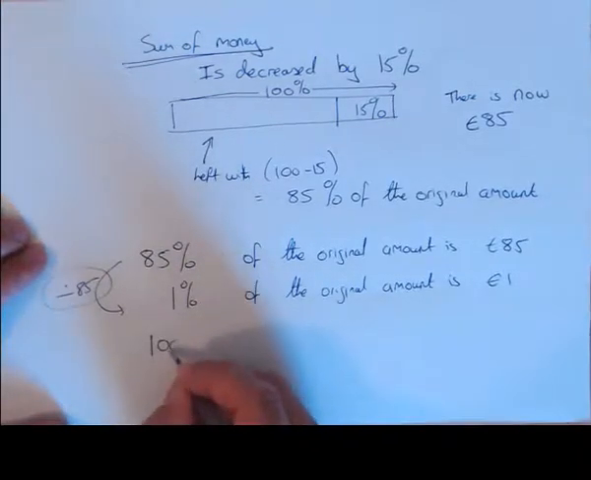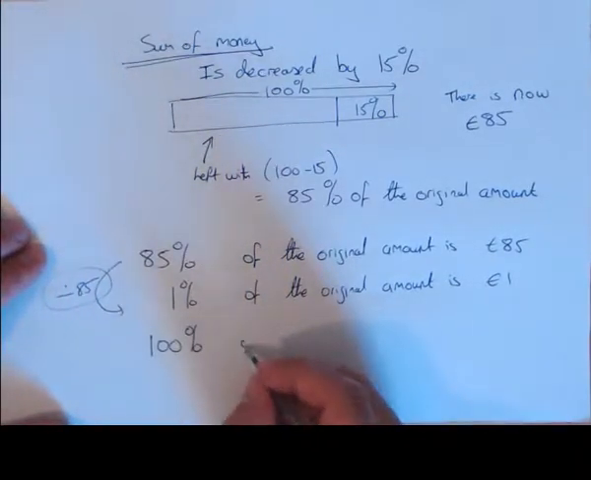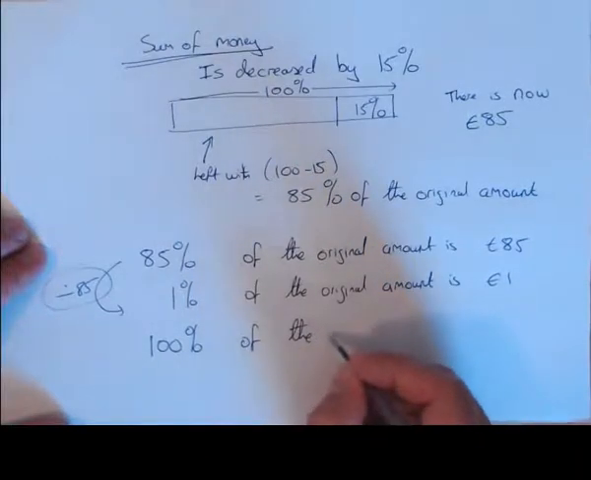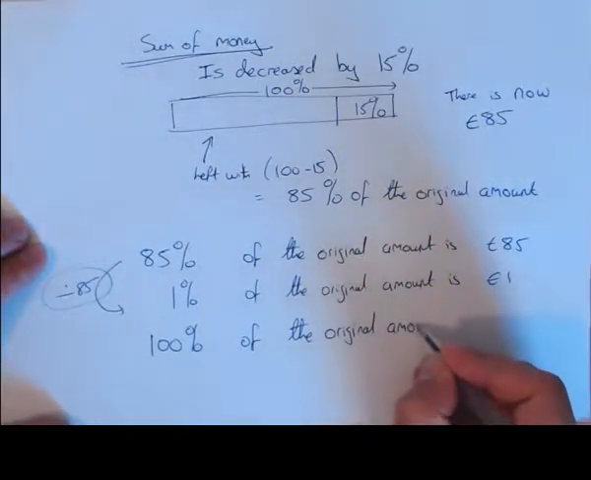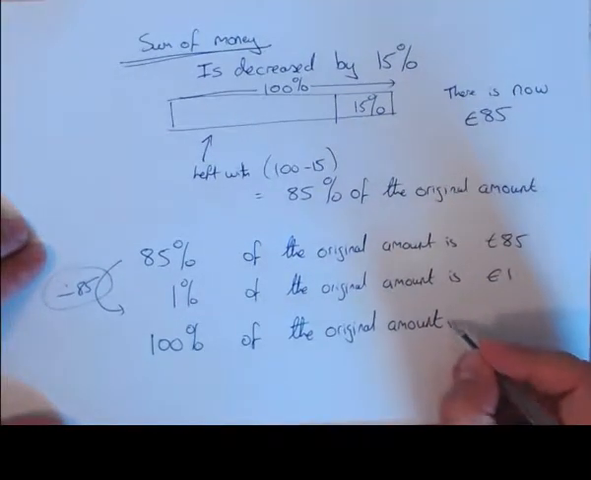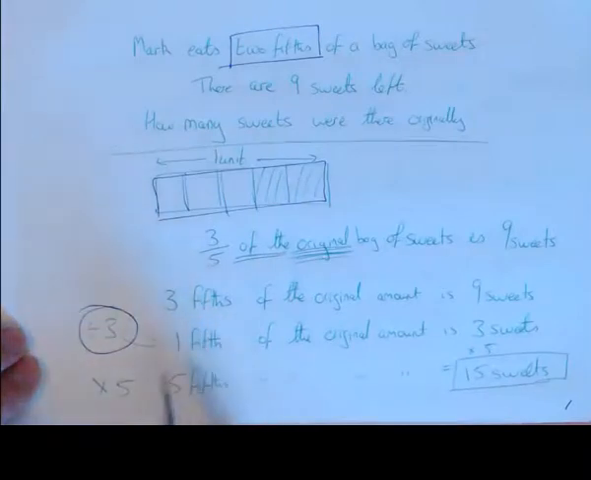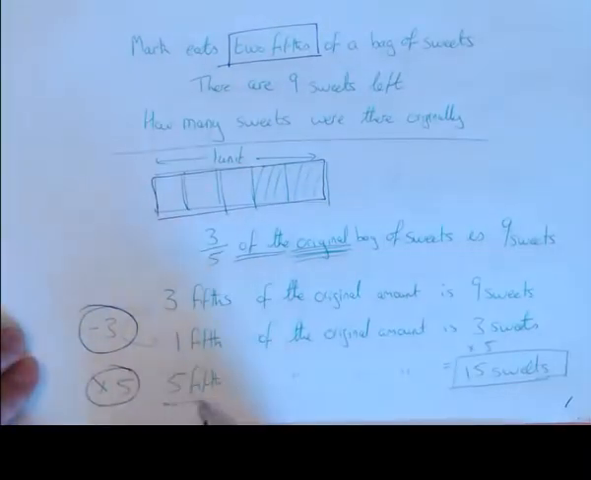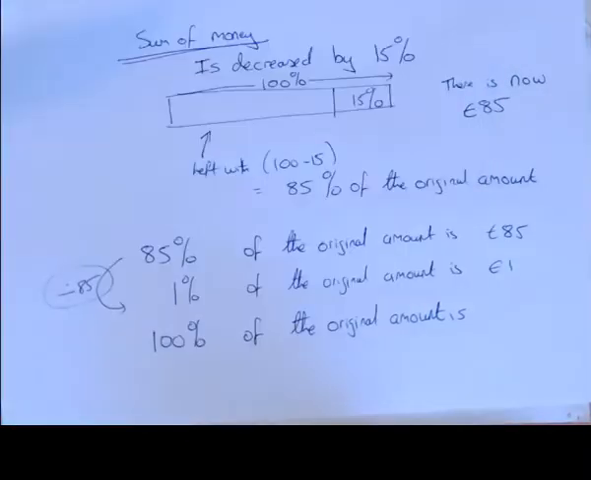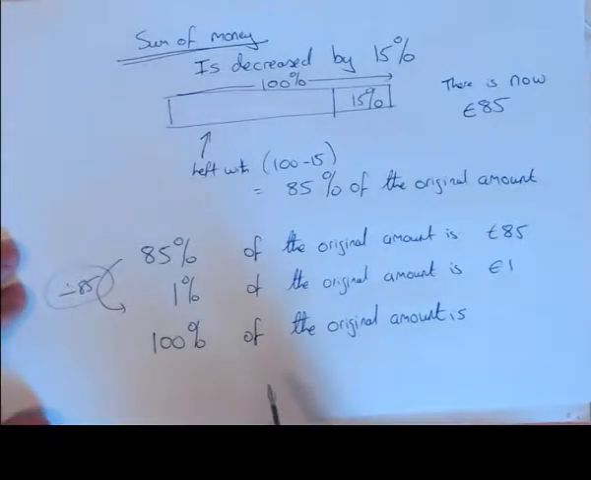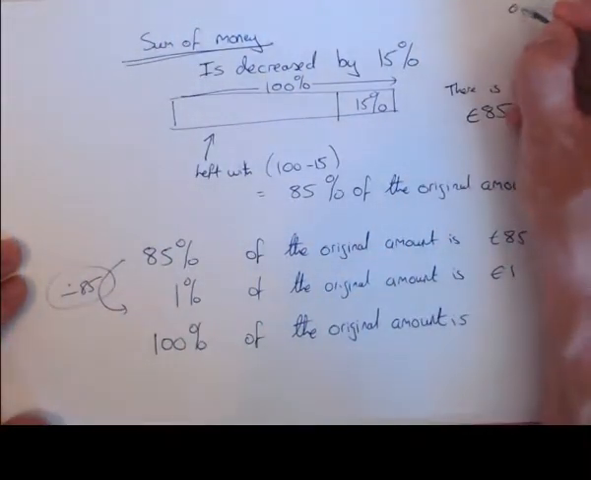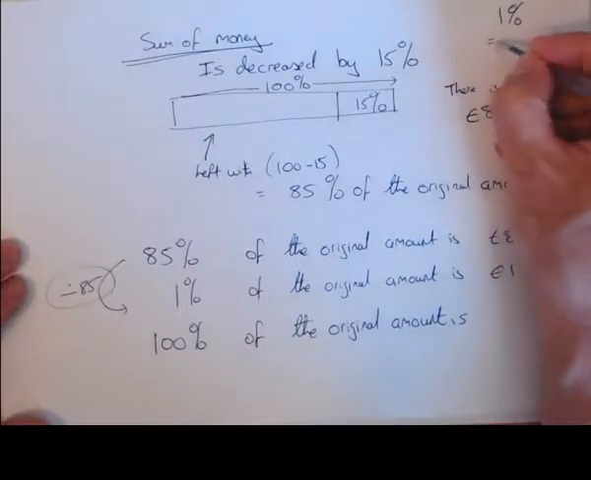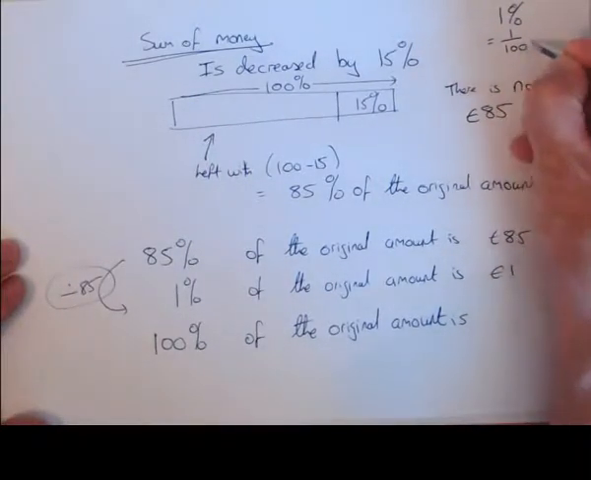What's the whole thing? The whole thing is 100%. So 100% of the original amount means the original amount. What did I do in the fraction? I multiply 1/5 by 5 to get 5/5. So I do exactly the same thing here. Little reminder of percentage. What is a percentage? What's 1% mean? It's the fraction 1/100th.